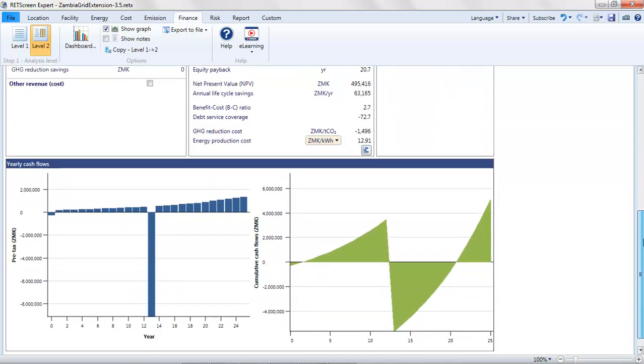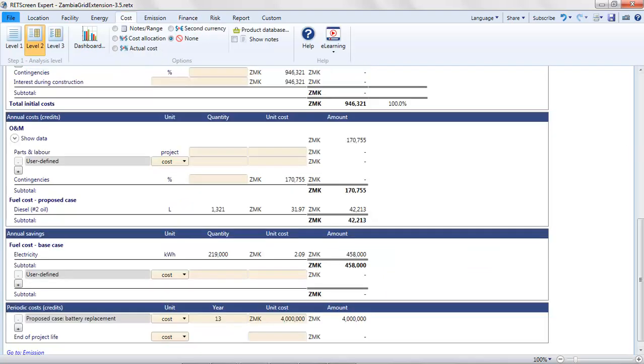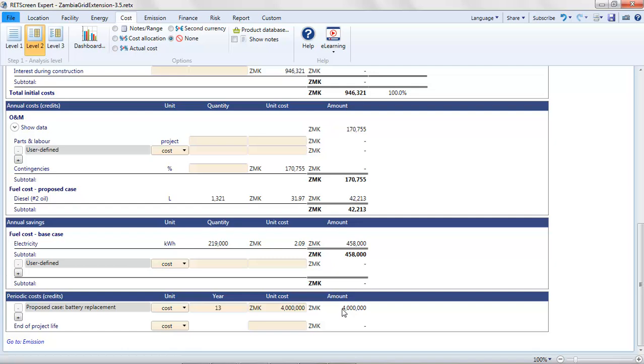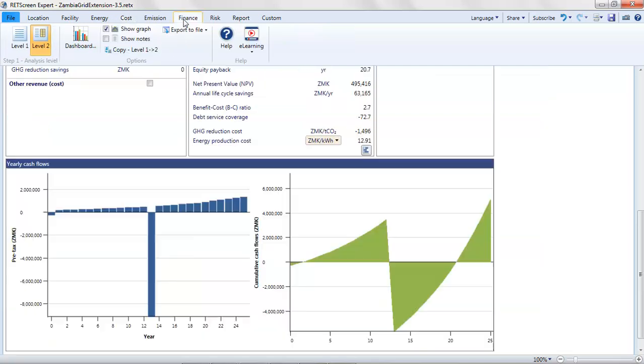We can also see the yearly cash flows here, which are dominated by the battery replacement in year 13. You'll note that the battery replacement is around 9 million or 10 million kwacha. You might say, hey, wait a second, the cost of battery replacement on the cost page was only 4 million kwacha. What's going on here? Why does it cost so much? Well, this is the proposed case battery replacement cost in today's money, today's kwacha. After 13 years of inflation, it works out to about 9.5 million.